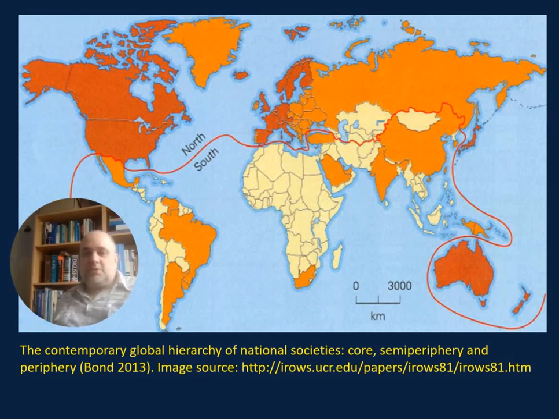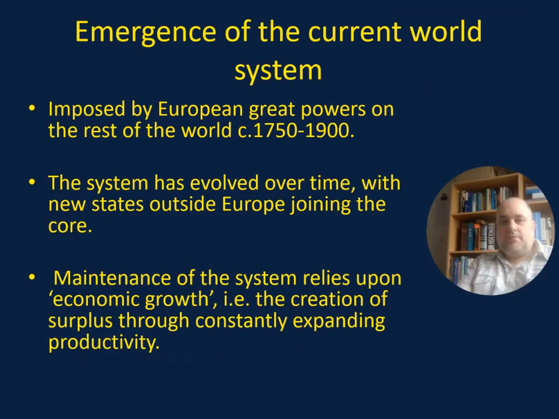So anyway, I think overall this map is a little bit out of date, but at least it gives you an idea of which countries Wallerstein was talking about when he talked about periphery and core and semi-periphery. So again, much like previous dependency theory, world systems theory basically sees the origins of the current world system as being rooted in the colonialism of the 17th, 18th, 19th centuries, and basically being a perpetuation of that system, although the system has evolved over time with new states outside of Europe joining the core.